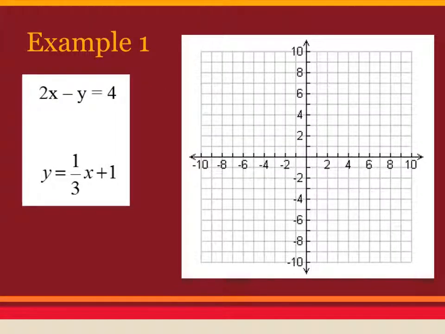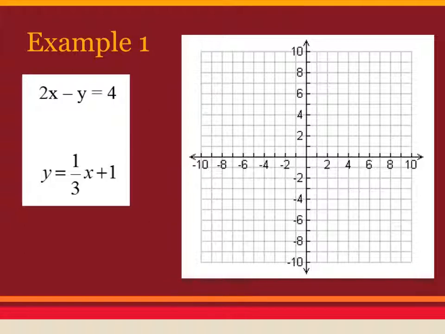So looking at our first example, we have 2x minus y equals 4, and we have y equals 1/3 x plus 1. You'll notice the second equation is in slope-intercept form, that's y equals mx plus b, but the first one has not been solved for the y value yet. So we're going to solve this for the y value before we begin graphing.